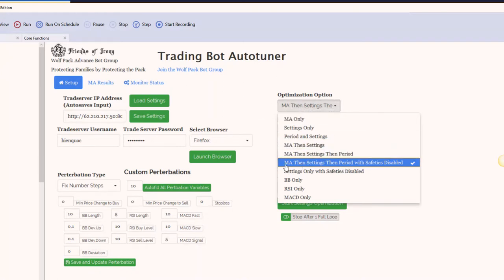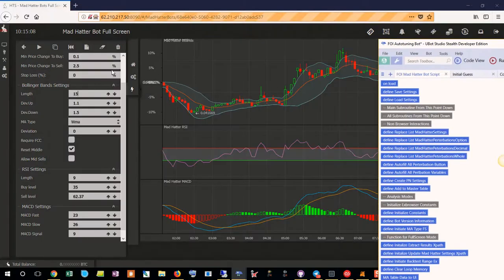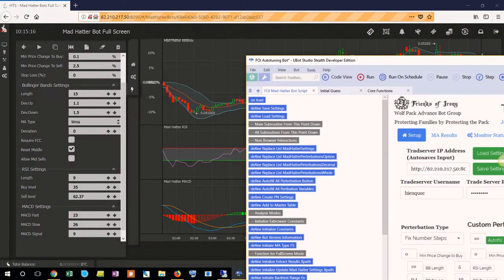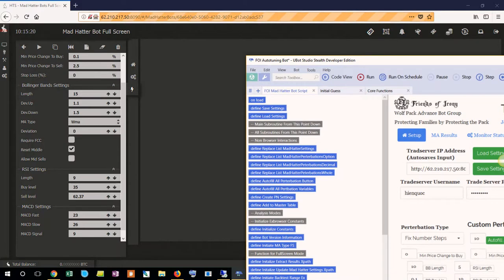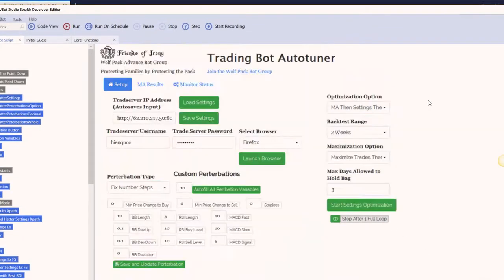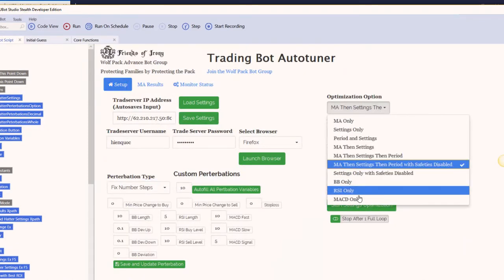I think some of the settings that I have, I think this might be in the previous one, where you can then do the moving average type, get the best one, then the settings in period, with the safeties disabled. So that means it won't mess with these three numbers right here: minimum price change to buy, price change to sell, and stop loss. And then you can do Bollinger Bands only, RSI only, and MACD only.